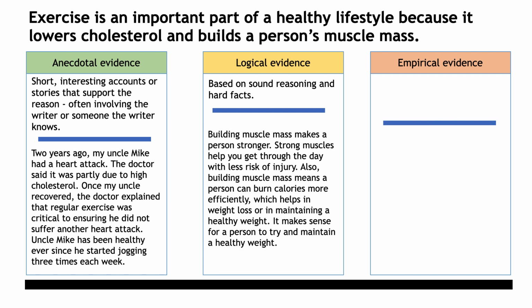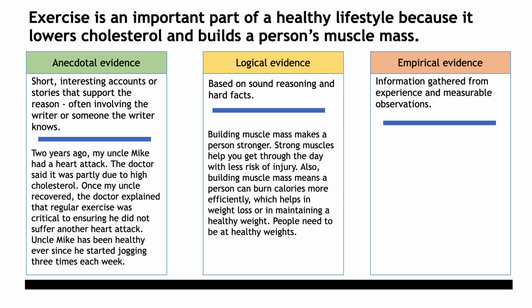In our example, it could look like this. Building muscle mass makes a person stronger. Strong muscles help you get through the day with less risk of injury. Also, building muscle mass means a person can burn calories more efficiently, which helps in weight loss or maintaining a healthy weight. It makes sense for a person to try and maintain a healthy weight. By making logical, common sense statements that the reader should agree with, the writer is supporting the point that exercise is an important part of a healthy lifestyle because it builds a person's muscle mass.